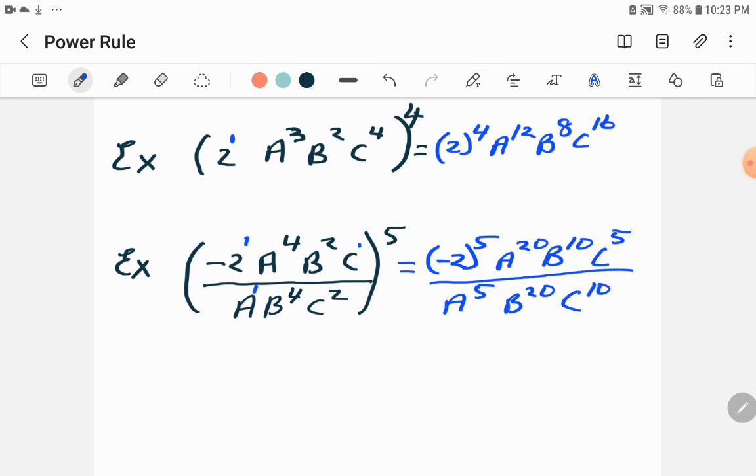So now applying the quotient rule, minus 2 to the 5th power is negative 32. All right, and now let's apply the quotient rule. So a to the 5th over a to the 20th: subtract 5 from 20, that leaves us a to the 15th. The bigger power for b is in the denominator, so 10 from 20 leaves us 10, so b to the 10th. And here the bigger power for c is in the denominator, so we can go c to the 5th.